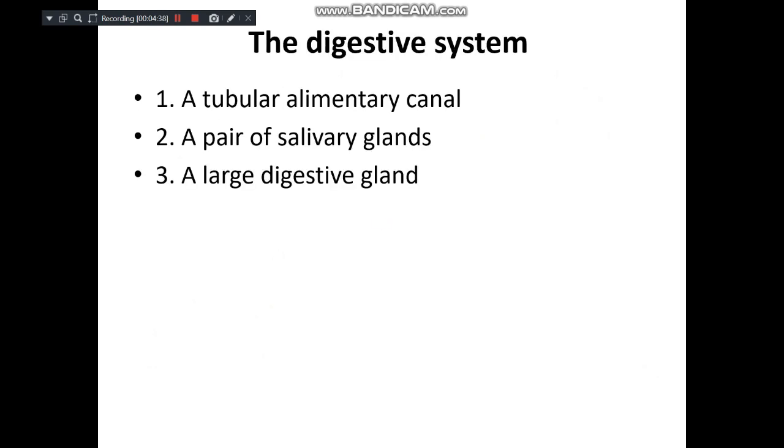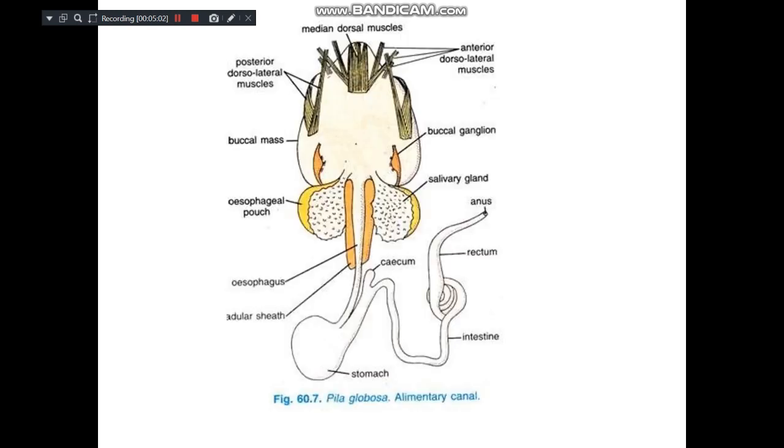The digestive system, if you look into it, has three important organs. One is the alimentary canal, which is very tubular, a pair of salivary glands, and there is also a large digestive gland. These three things constitute the digestive system.